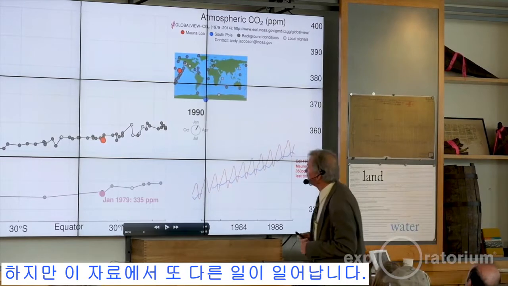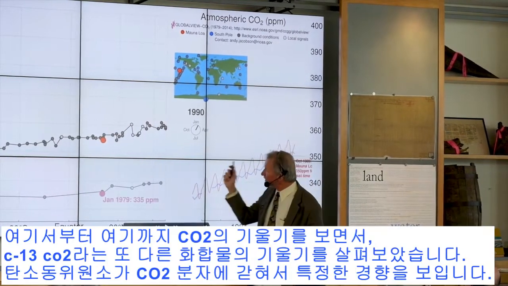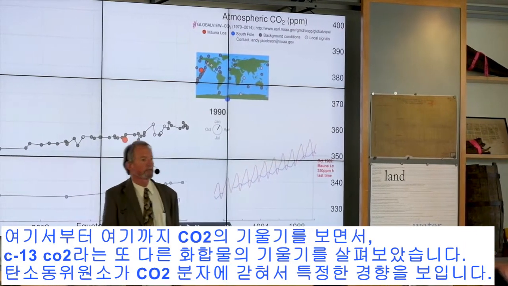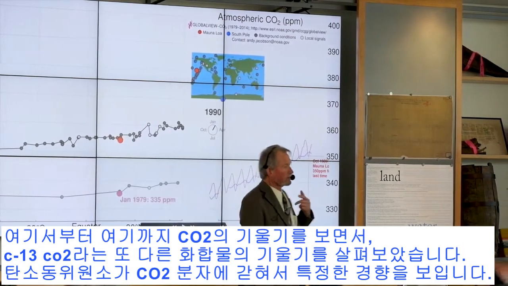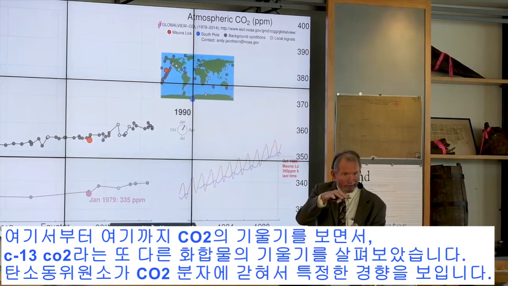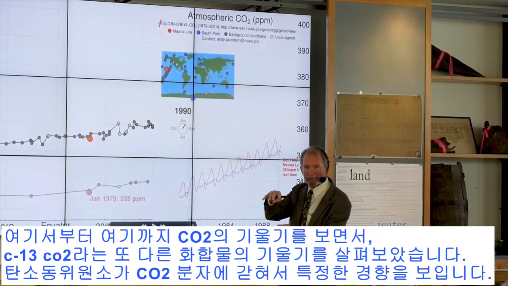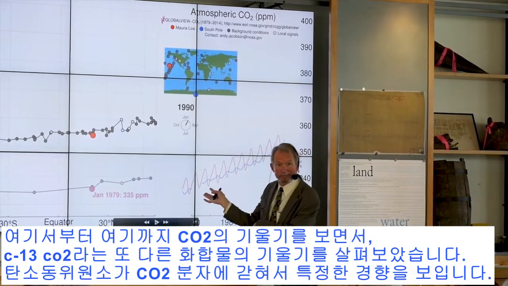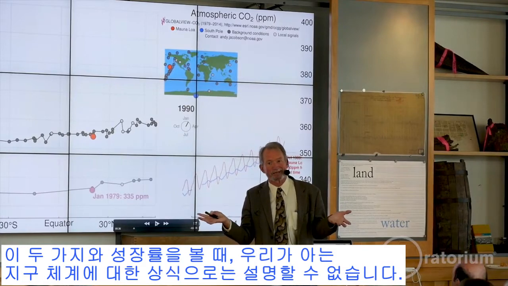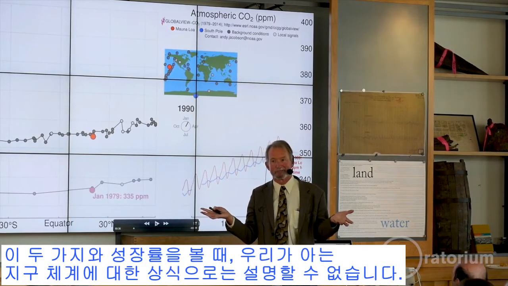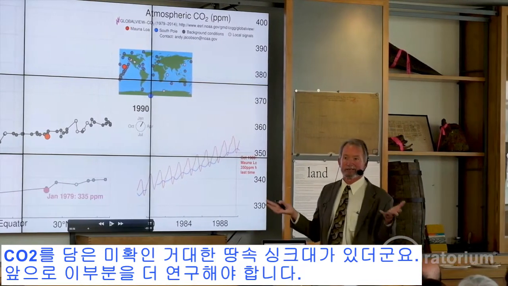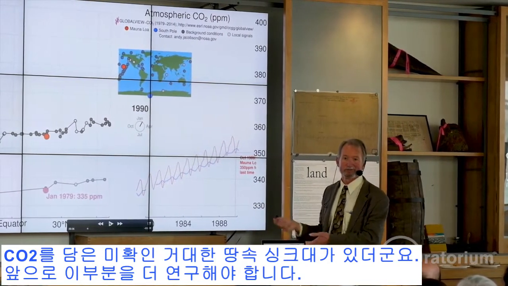But another thing happened from these data. When we looked at the gradient of CO2 from here to here, and we looked at the gradient of another compound, called C13 CO2, in other words, an isotope of carbon that's locked into the carbon dioxide molecule, it's supposed to show a certain trend. When you look at both of those, and you looked at the growth rates, you couldn't explain it based on what we knew about the Earth system. It turns out there was a huge unidentified terrestrial sink for CO2.